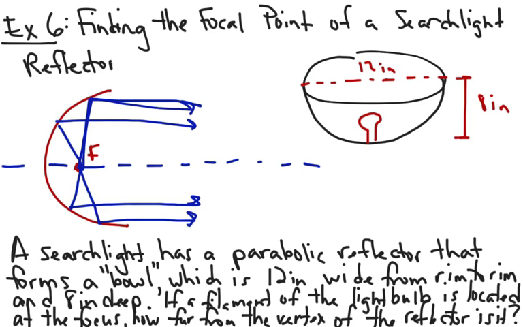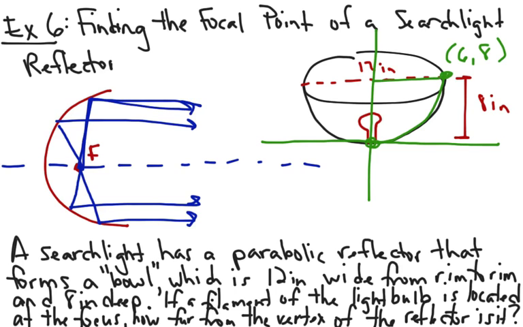In order to do this, we're going to introduce a coordinate system. So I'm going to make a coordinate plane here. We'll say that the vertex of this parabola is at 0, 0. And we said this bowl is 8 inches deep. So this point here is going to be at 6, 8. Why is it 6, 8? Because if the diameter here is 12 inches, then half of it must be 6 inches. And we said that it's 8 inches deep.